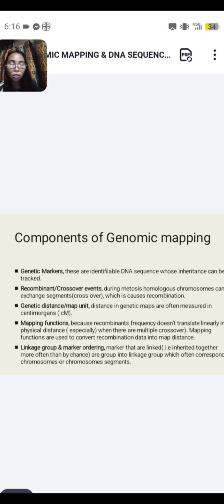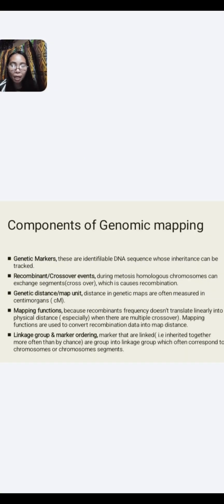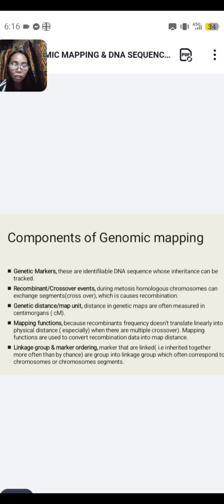So mapping functions can be used if there are multiple crossovers in physical distance. The function of the mapping is to convert the recombinations into map distance. So the mapping function is the measure of the recombinations of the two.